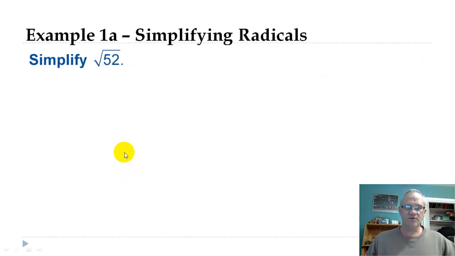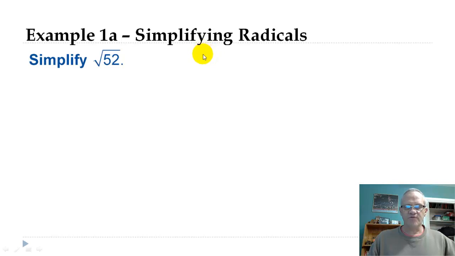So let's take a look at an example here. All right, square root of 52. Now this is not going to break down evenly like that first one, but there's maybe two ways to look at this. Again, remember we want to take out all of the perfect squares that we can. So remember the perfect squares that you have.